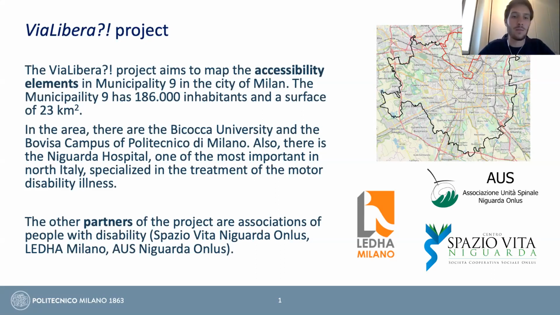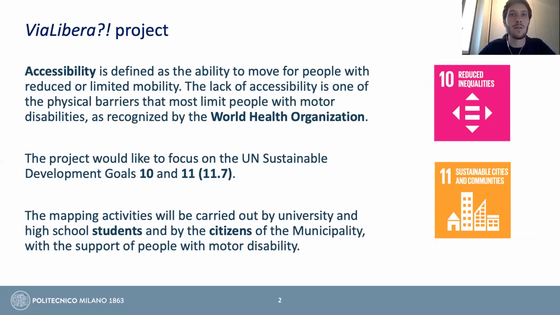The project is followed by the Politecnico di Milano, but also by other associations of people with disability: Spazio Vita Niguarda Onlus, Leda Milano, and Haus Niguarda Onlus. These are associations of people with, in particular, motor disability. We believe that this project is particularly focused on this week with a focus on the UN Sustainable Development Goals, in particular 10 and 11, and more in particular 11.7, because there is a real idea of reducing inequalities. Transport is one of the biggest barriers that limits people, as defined by the World Health Organization, which defines that the lack of accessibility limits the possibility of work, but also of having a free life for all people with disability.